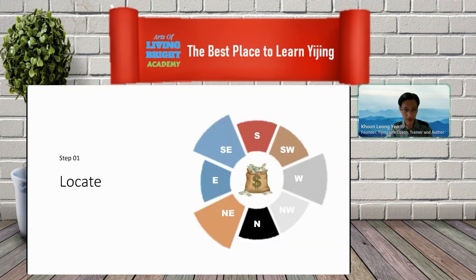Good. Step one, locate. Can you see the protruded sectors? This year, the wealth sector is not just one direction. It is made up of 3 sectors. What are they? Southeast, West, Northeast. These are basically the 3 protruded sectors that you see in the slides. These 3 sectors together carry the strongest potential for wealth energy in 2025. Also, we need to focus on these 3 together.